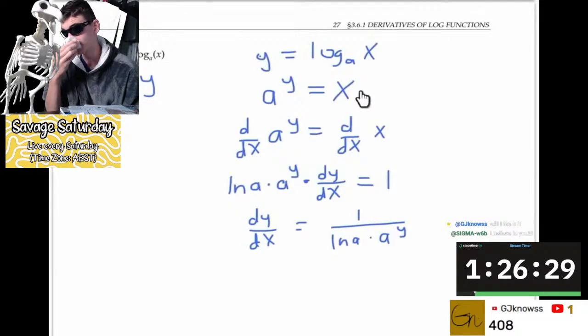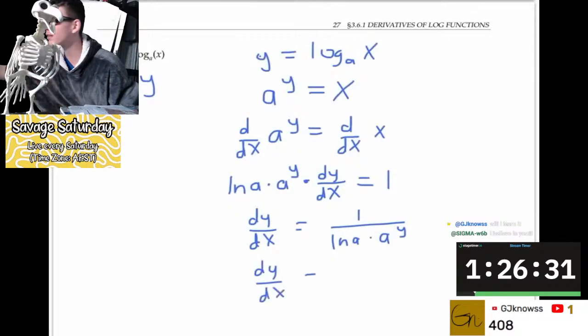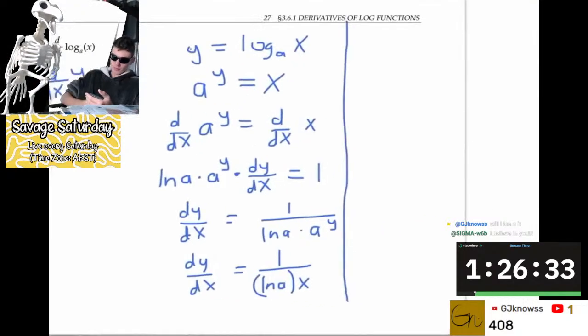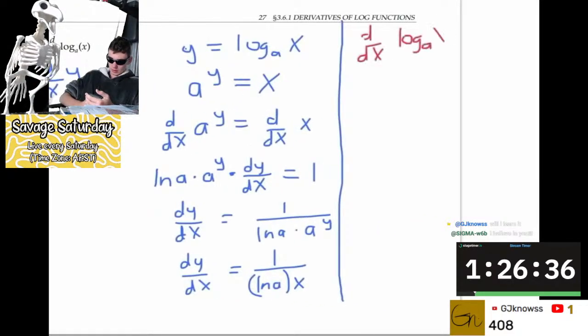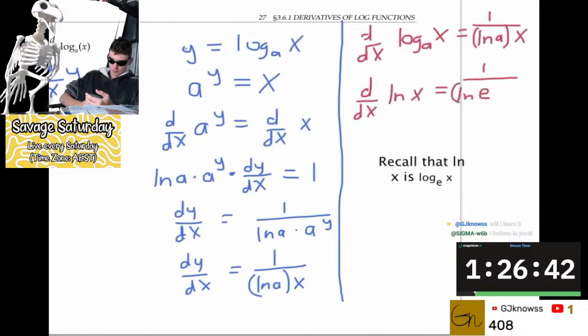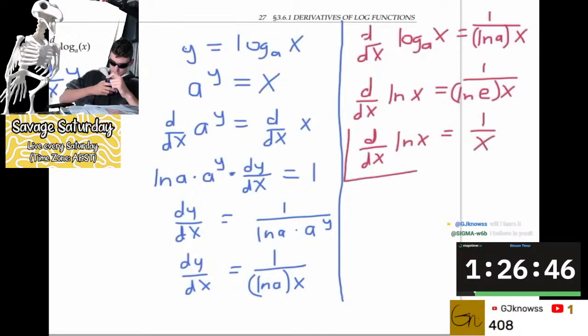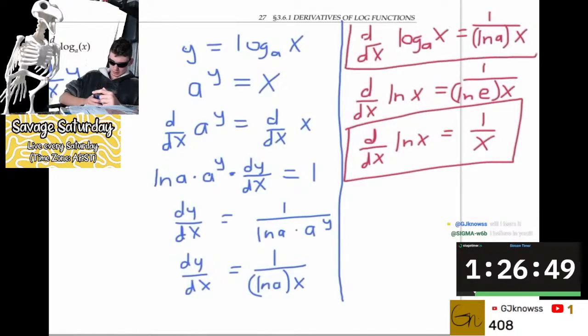But since a to the y is equal to x, I can rewrite that as dy dx equals 1 over ln a times x. So the derivative of log base a of x for any base a is 1 over ln of a times x. And in particular, the derivative of natural log of x is 1 over ln of e times x. But since ln of e is just 1, that's saying that the derivative of ln x is 1 over x. This is a very handy fact. And this more general derivative is also worth memorizing.